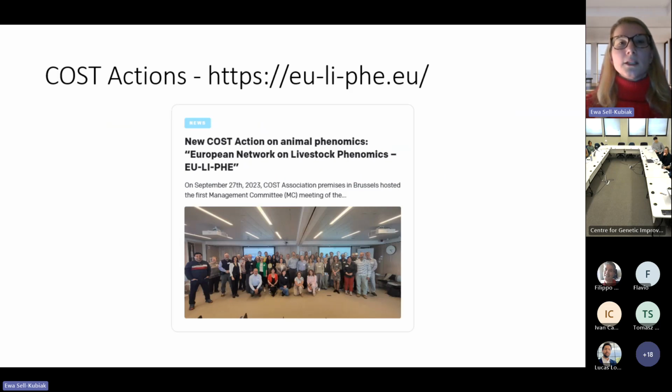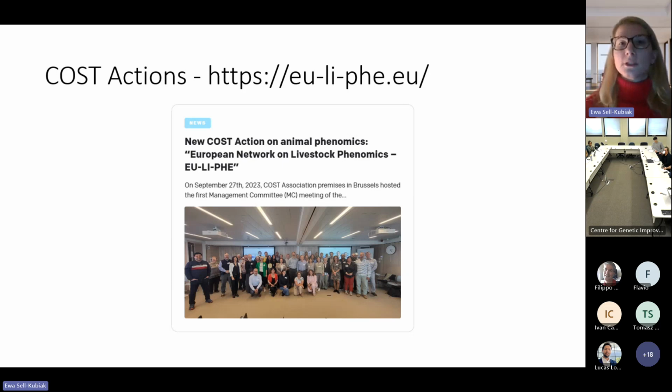As Ella mentioned in the introduction, I'm involved in COST Actions. COST Actions are the initiative of the EU Commission, helping people to network, transfer knowledge, educate, and brainstorm. Basically, this is the purpose of those COST Actions.